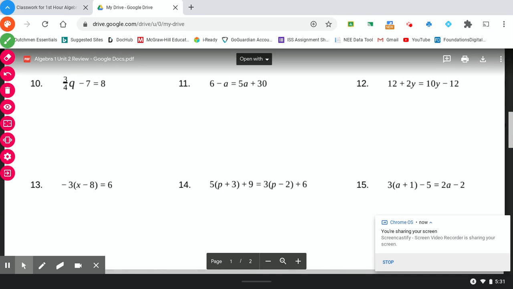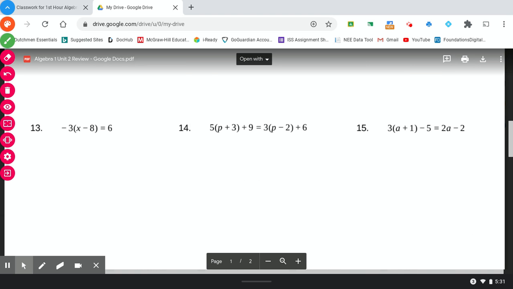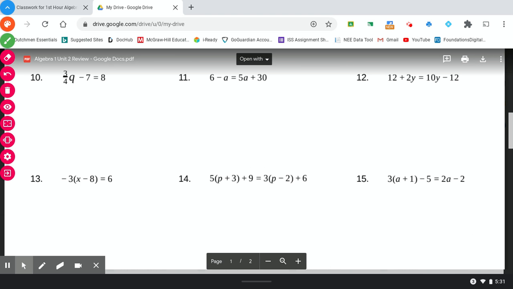All right, let's start with number 12 here. So again, we have variables on, ooh, sorry about that. Got my marker turned off. We have variables on both sides of the equation. We need to get them both to either the left or the right.